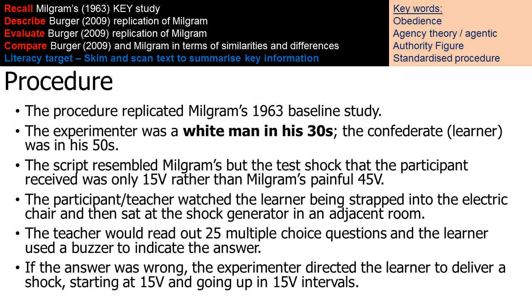For example, the test shock that the teacher was given at the beginning to prove that the experiment is real: Milgram obviously gave a 45-volt shock, whereas Berger said that was too distressing, so he actually only gave a 15-volt shock, which isn't as painful.